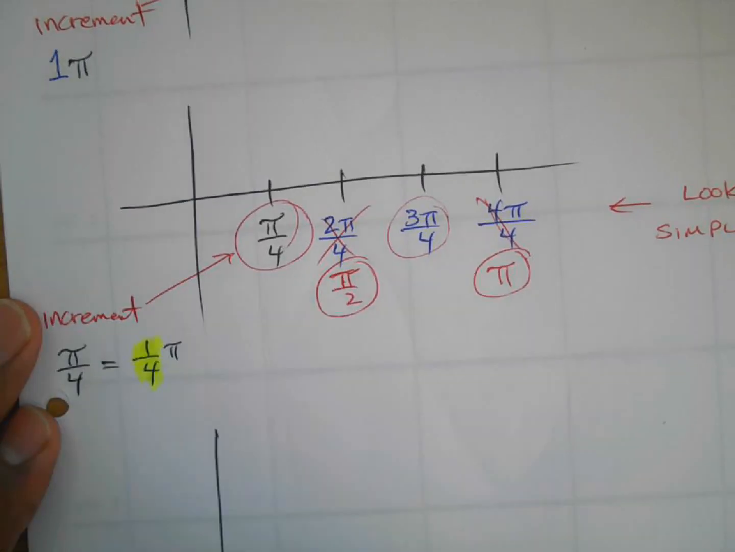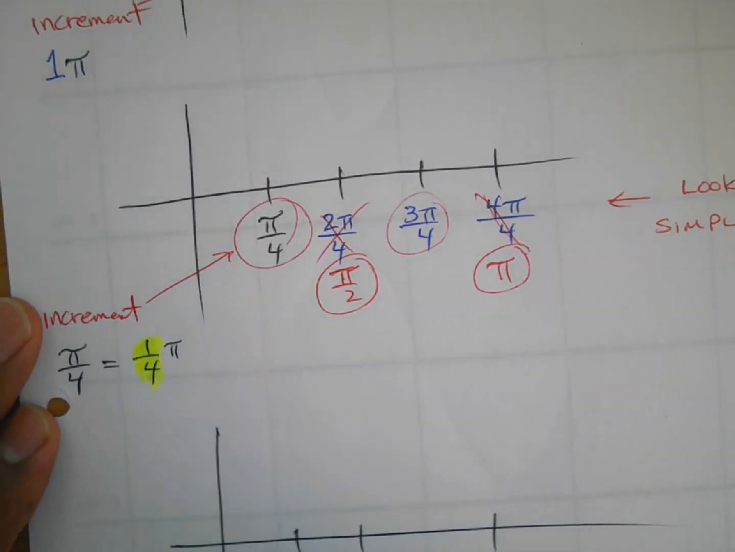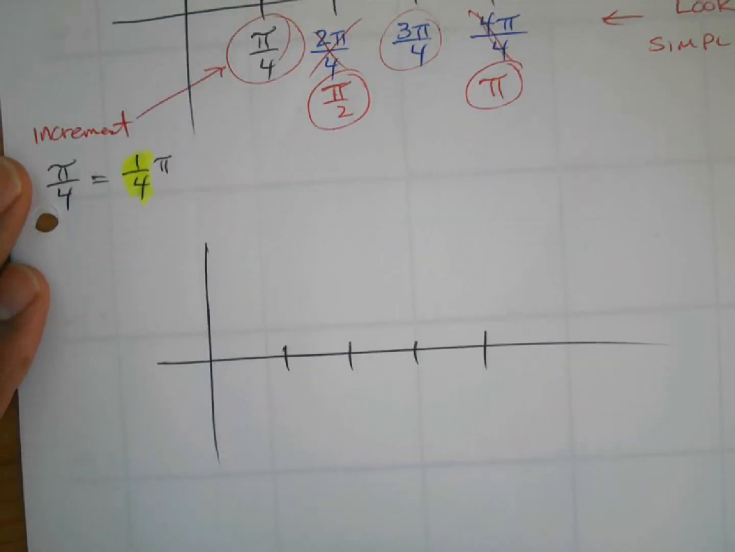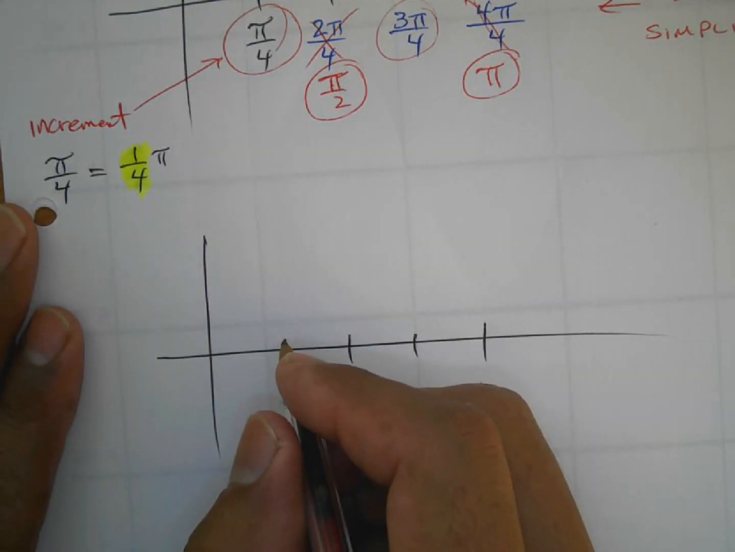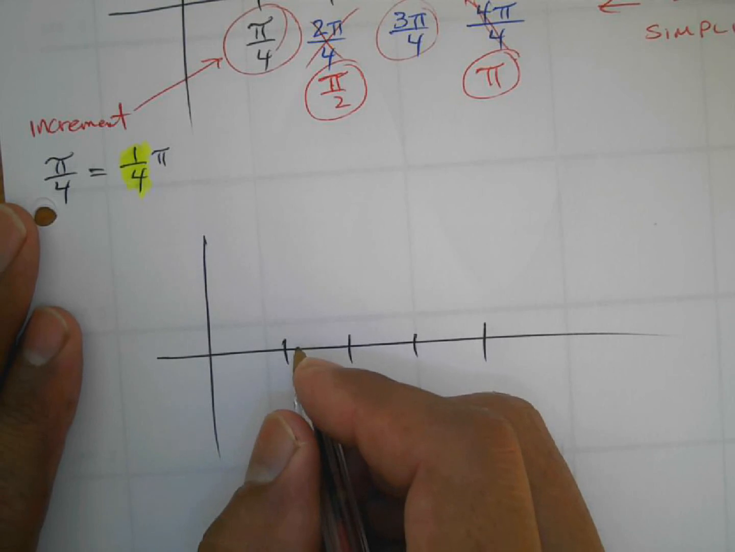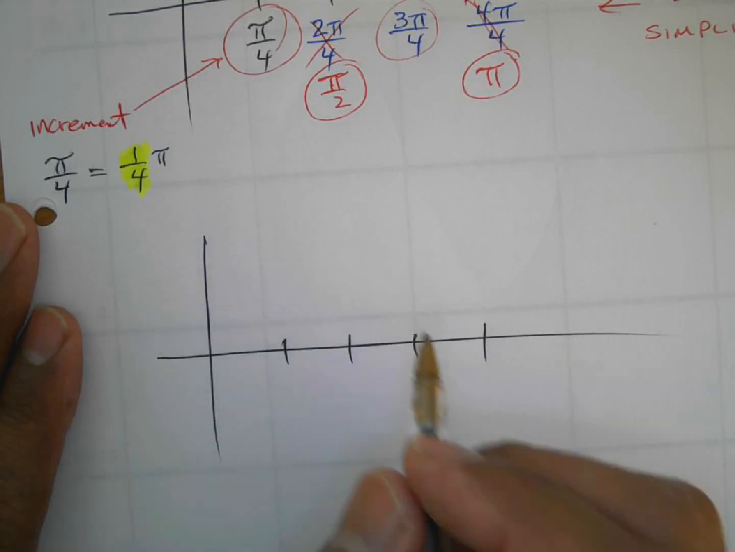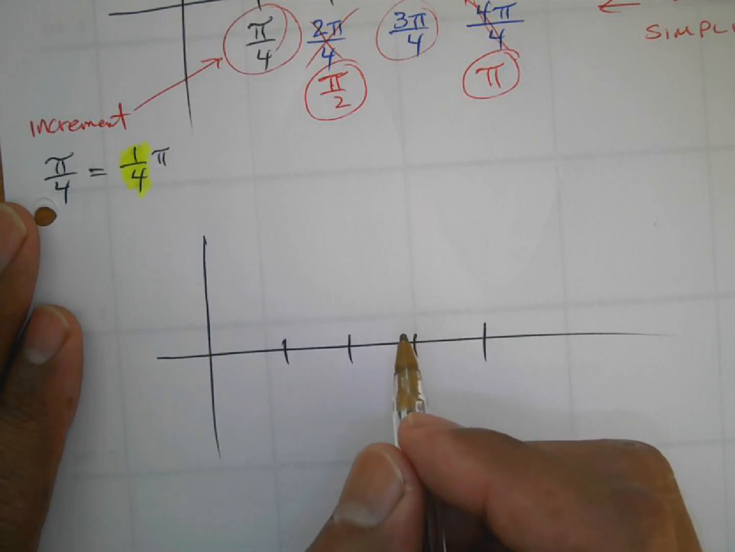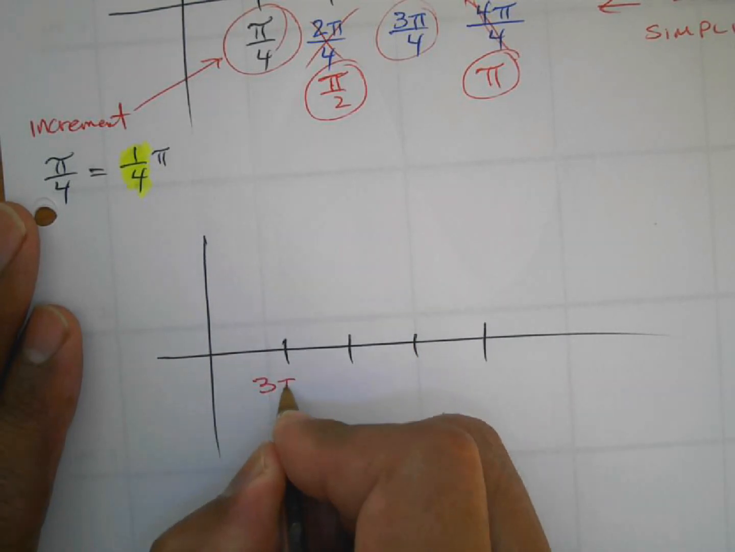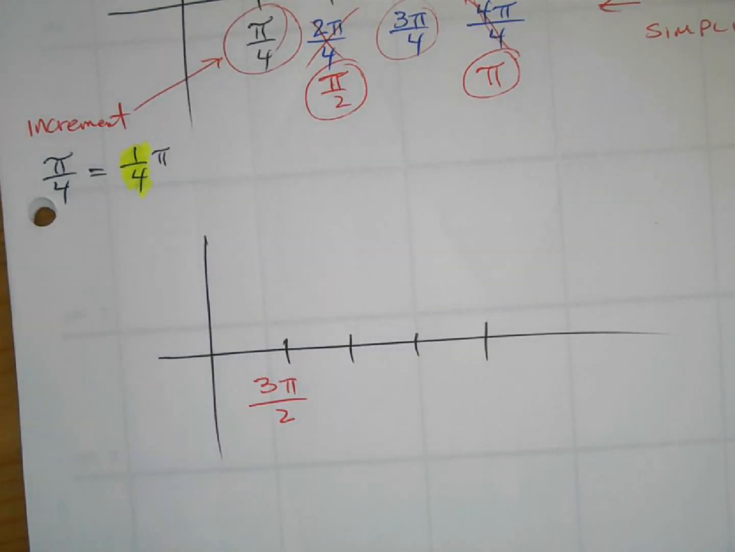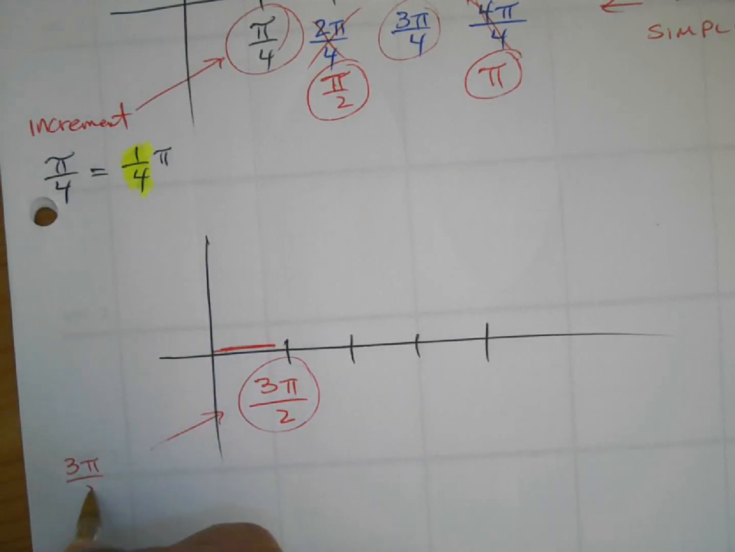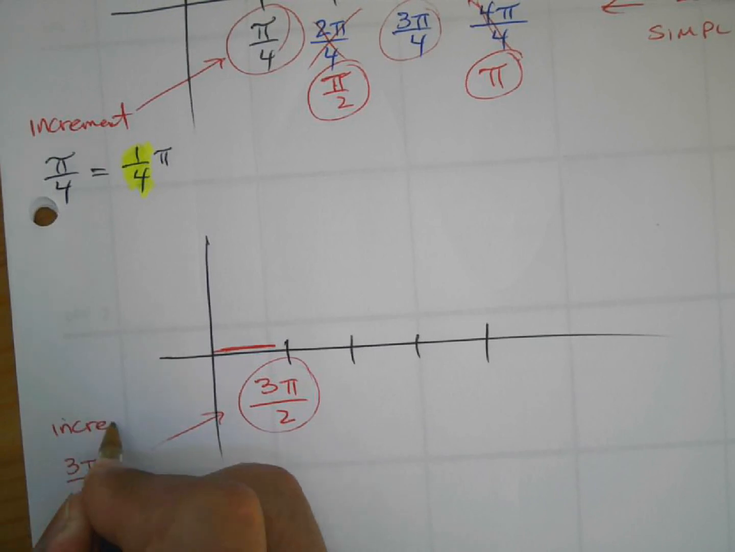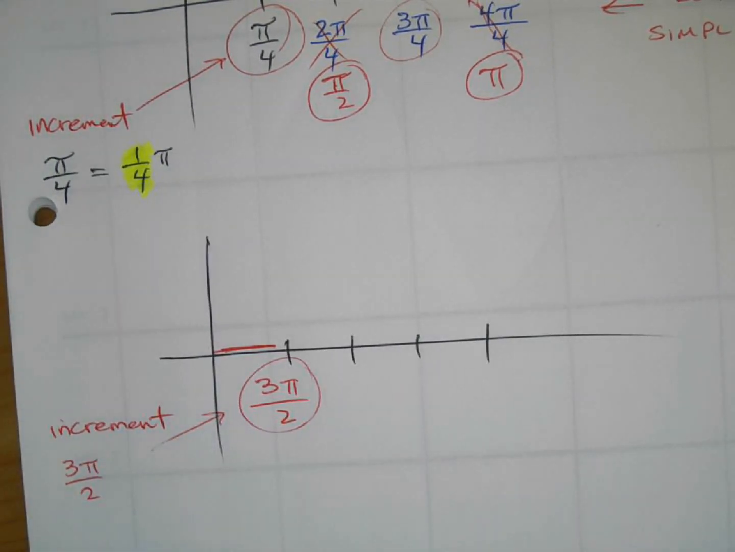Okay, next one. What if your increment is 3 pi over 4? Nah, we did 3 pi over 4 already, didn't we? I mean, we did over 4. Let's go with 3 pi over 2. That's our increment from here to here. We're counting by 3 pi over 2. All right, see if you can figure those out before I say it.